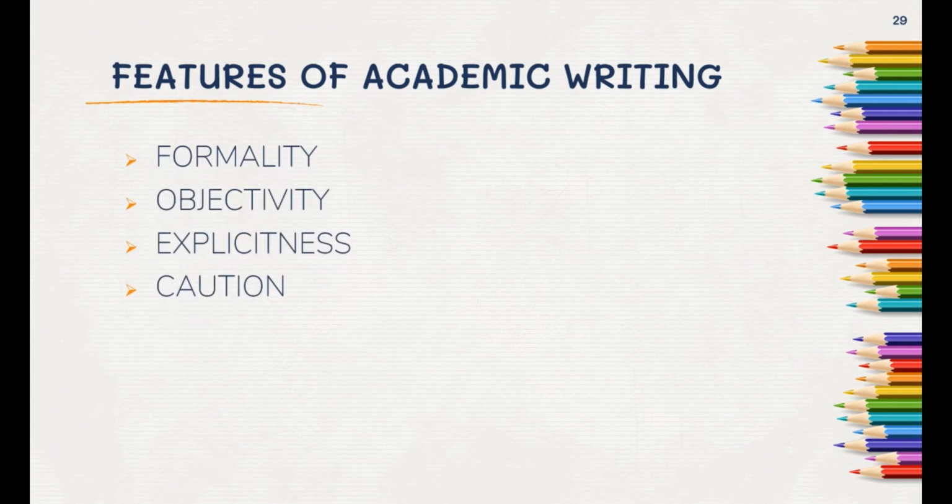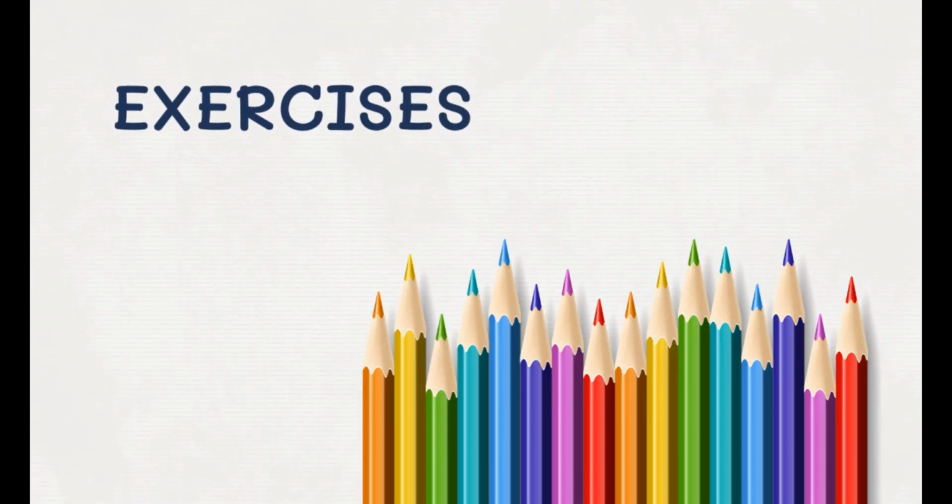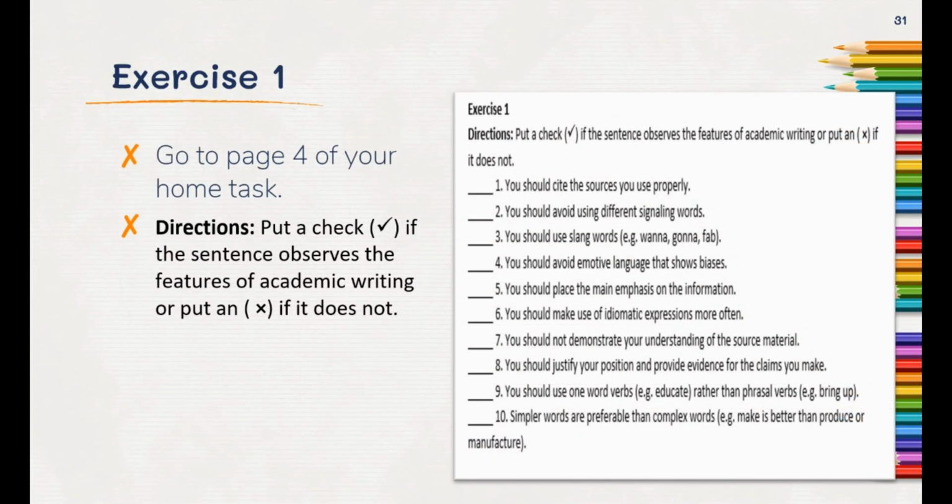Let's apply what you've just learned. Go to page 4 of your home task. Put a check if the sentence observes the features of academic writing, or put an X if it does not. Are you ready to answer? Let's go!